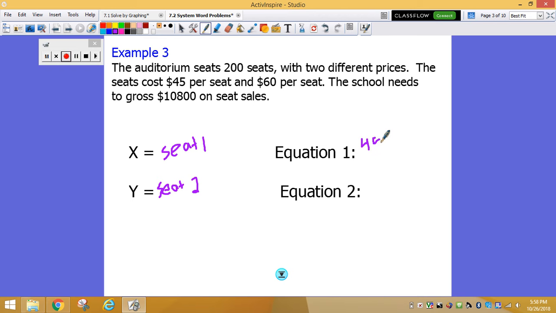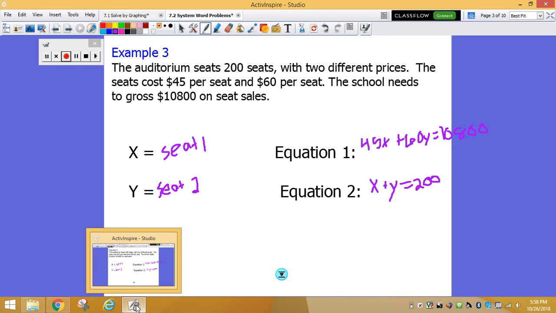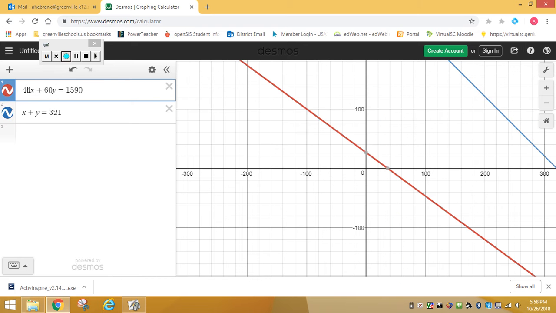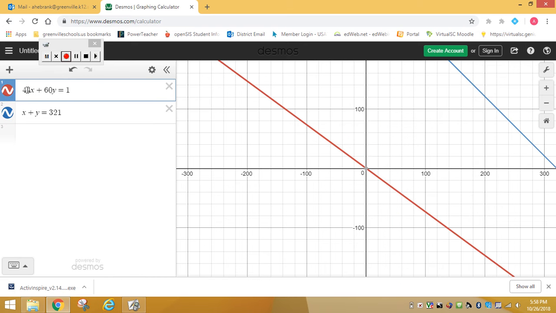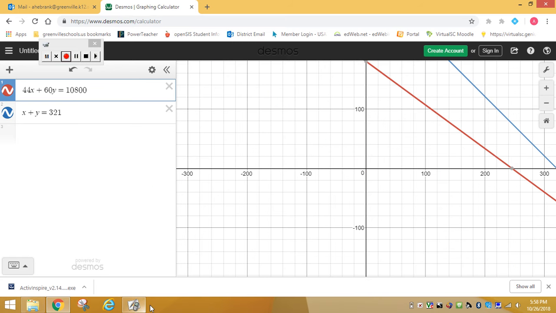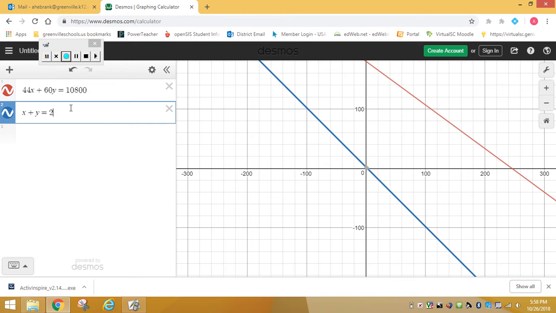So let's make our money equation. I got $45 for seat 1 plus $60 for seat 2. Money plus money has to equal money. So I'm going to set it equal to 10,800. Total, so all your seats 1 and all the seats 2, they have to add up to 200 because there's only 200 seats in the auditorium. So 45x plus 60y equals 10,800. And then x plus y, there's only 200 seats.